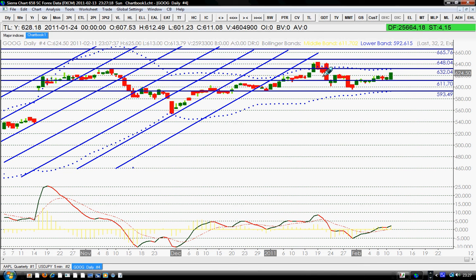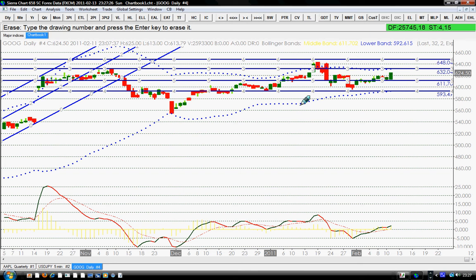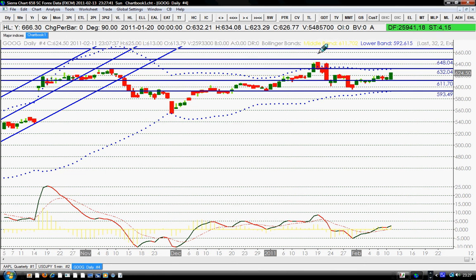But we have a horizontal channel here. I will remove my drawing so that we can see clearly what is happening here. That's enough for me now. So this is the horizontal channel. If it's broken, we'll project another channel to the top here for the price to test that channel. This is the information that we have on the daily chart of Google stock.